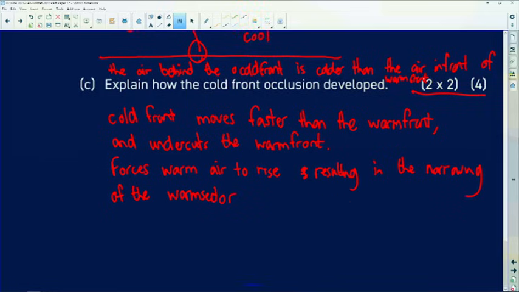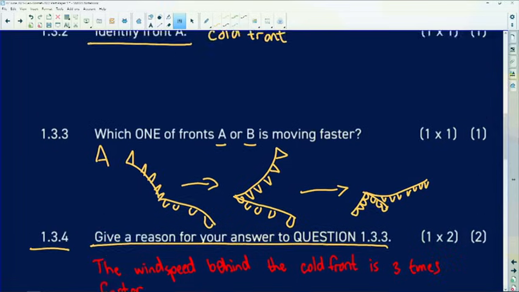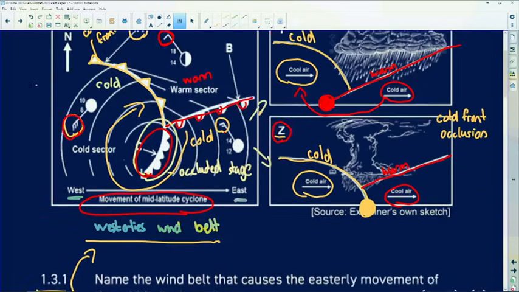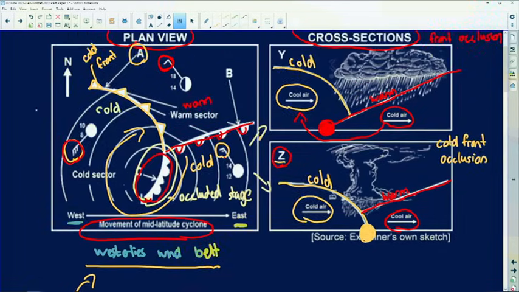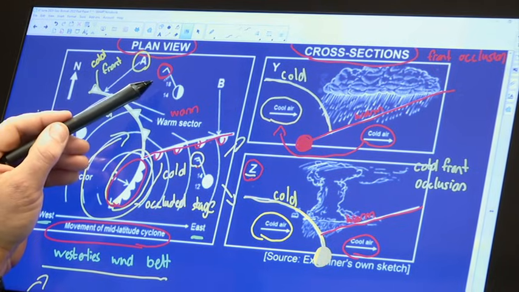Okay, now once again, just want to go back to my diagram. Immediately we can identify this as an occluded stage, because you can see the cold front has caught up with the warm front. You can see the cold front is moving much faster.